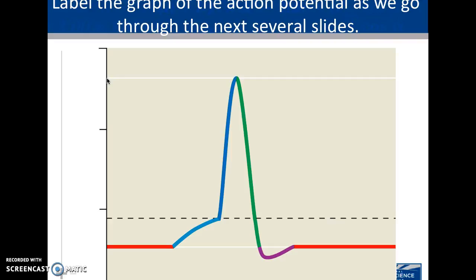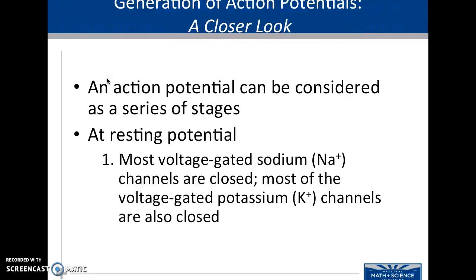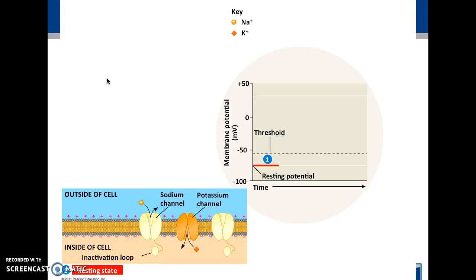Basically, we're looking at how a message is sent. The first part, which is going to be that red baseline, this is basically resting potential. What's happening here is most voltage-gated sodium channels are closed, so sodium is not moving back and forth. Most of the potassium channels are also closed. And so we're kind of keeping a very normal balance, negative inside, positive outside.